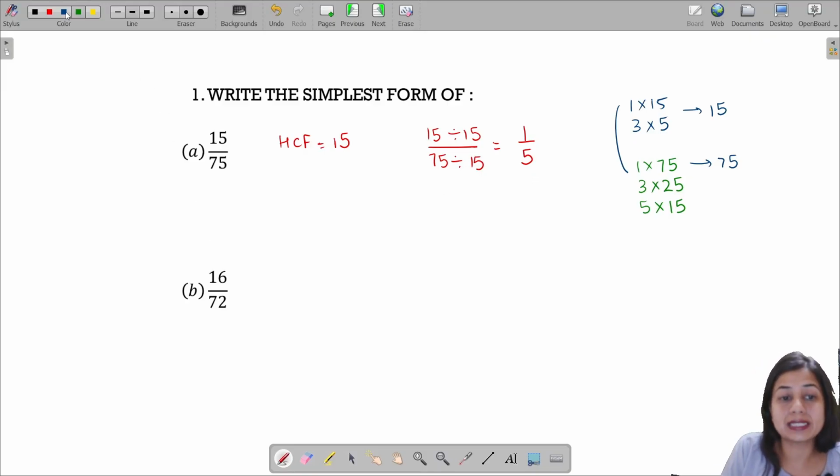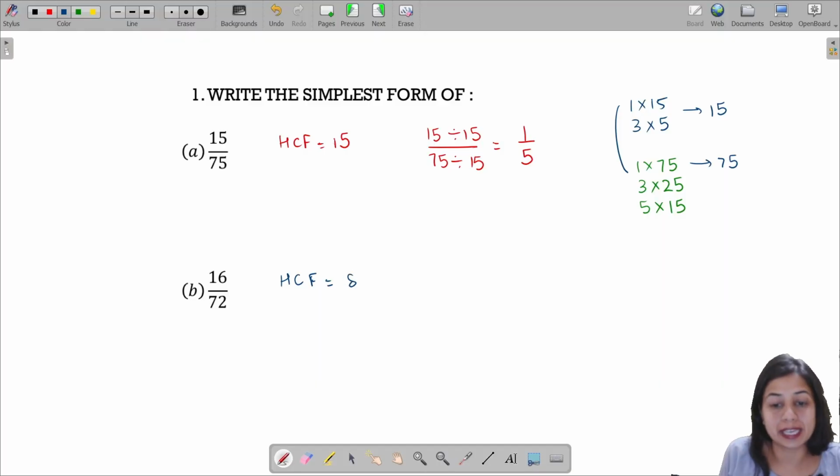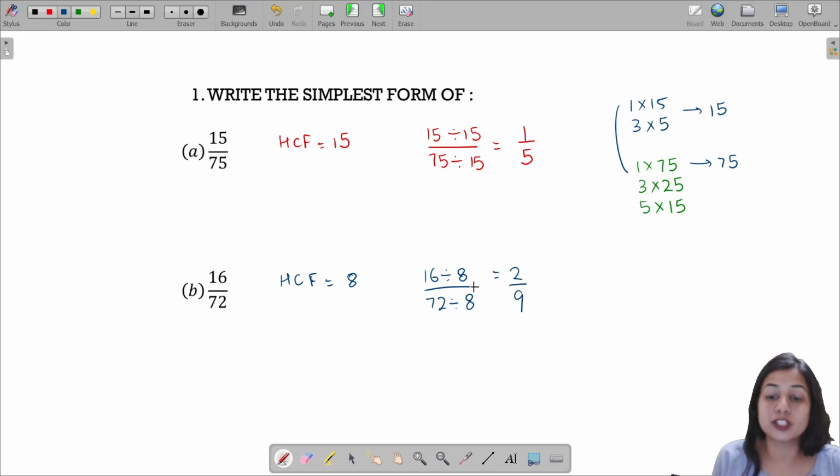Now, B part is 16 over 72. In this, the HCF of 16 and 72 is 8. So, we are going to divide 16 by 8 and then 72 also by 8, giving us 2 over 9. So, the simplest form of 16 over 72 is 2 by 9. I hope everyone is clear. Moving forward to the next part.